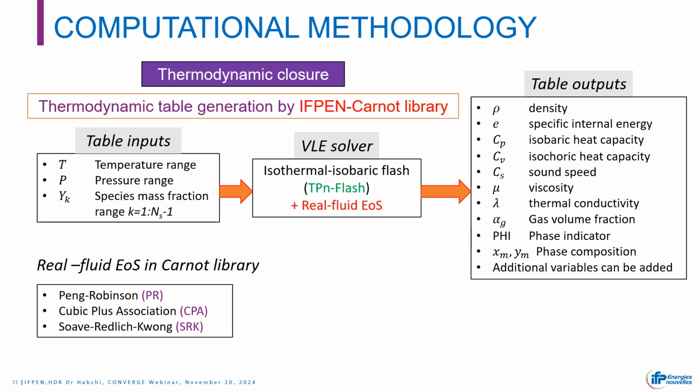fuel, for example, or SRK. We can also use volume translation inside CONVERGE to correct properties that may not be accurate enough.